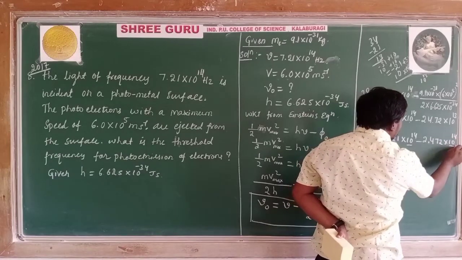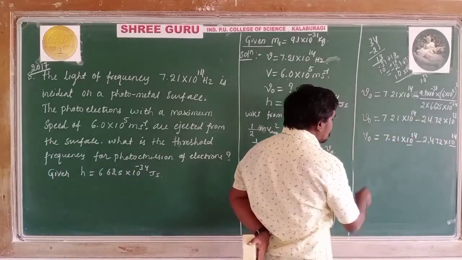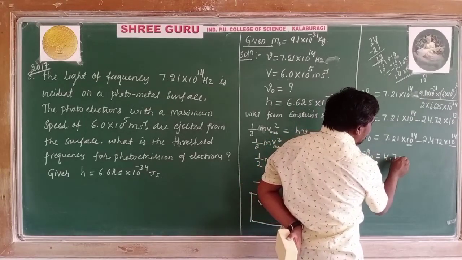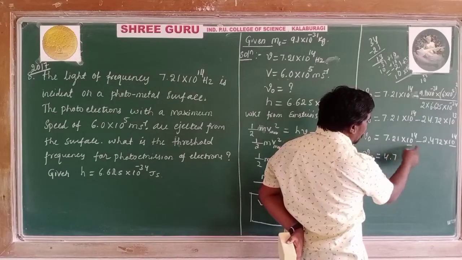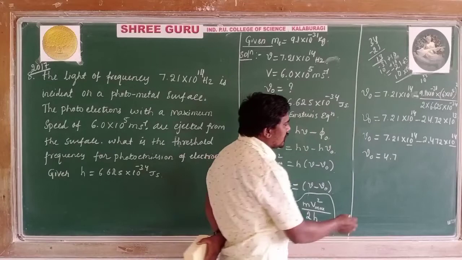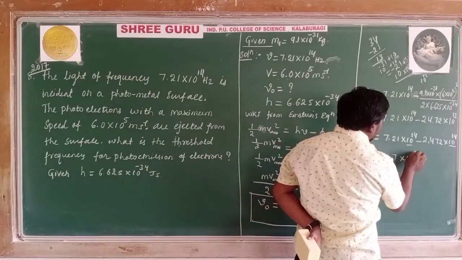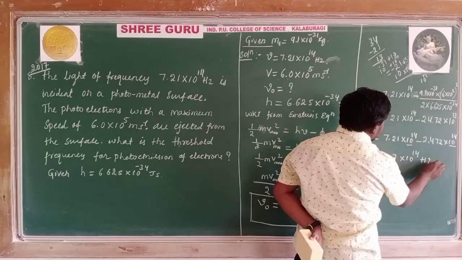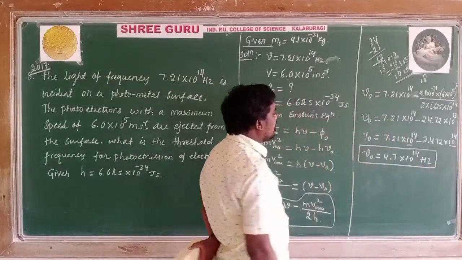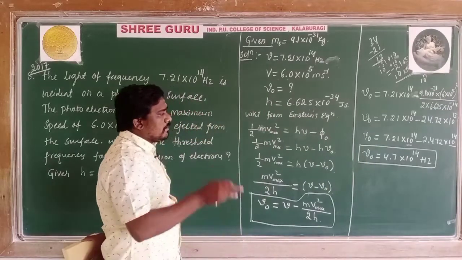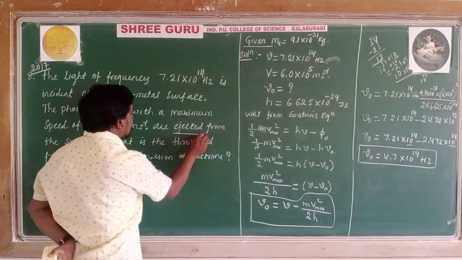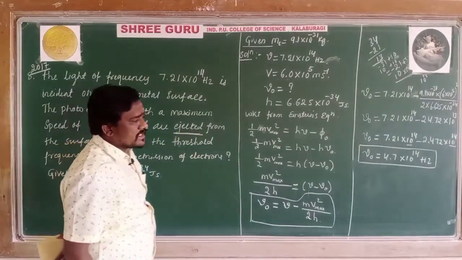Now the powers are same. Now it is possible to subtract. What is the answer? That is 4.72 something into 10 to the power 14 hertz. This is the threshold frequency of that particular metal surface. Below this there is no emission of electrons, there is no ejection of electron from that metal surface.